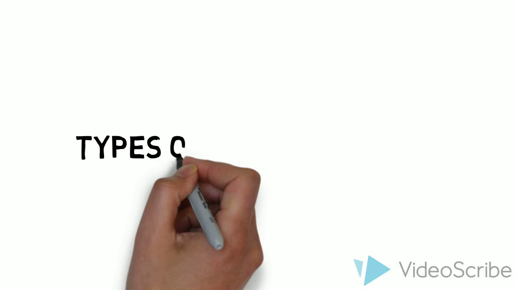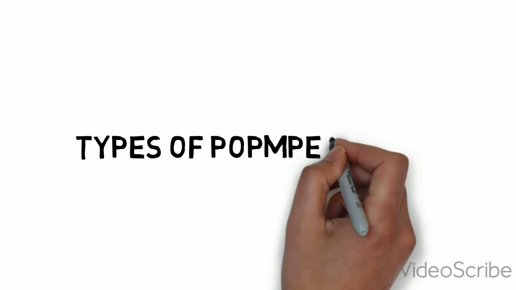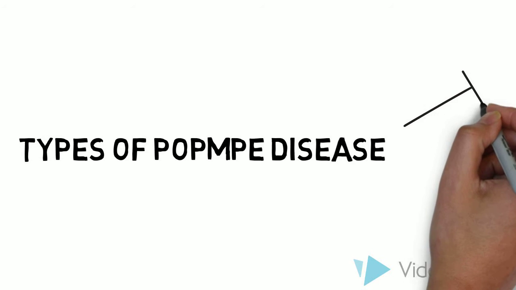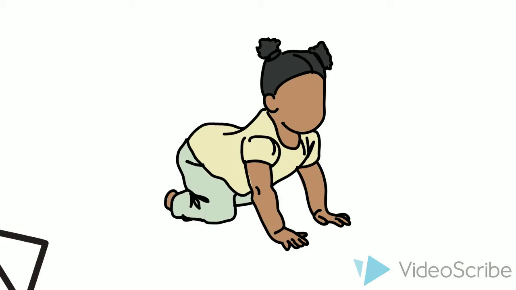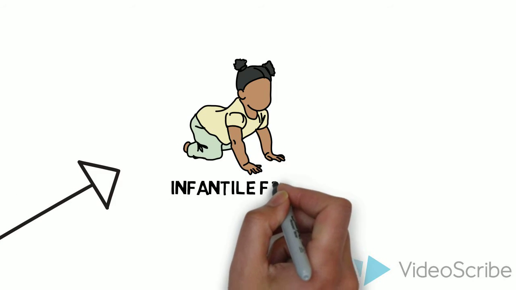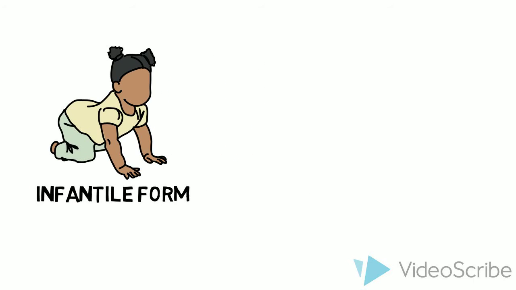Pompe disease is shown in all different ages. Depending on the age of the patient, the disease is recognized as two different types. If the patient is a newborn baby, it is called the infantile form. The disease progresses within the first 2 or 3 months of life.